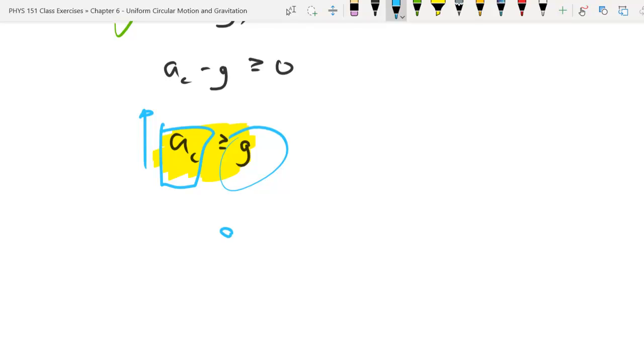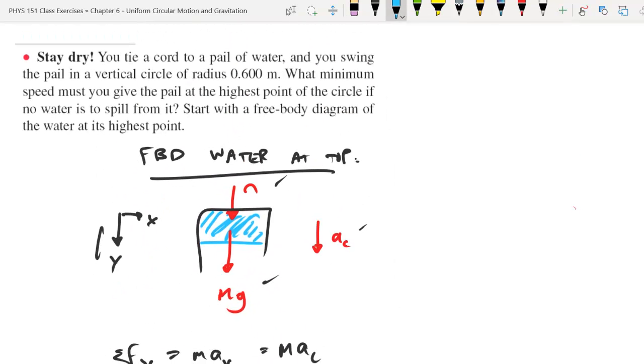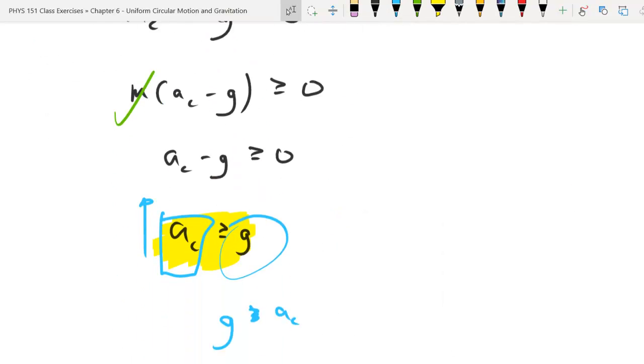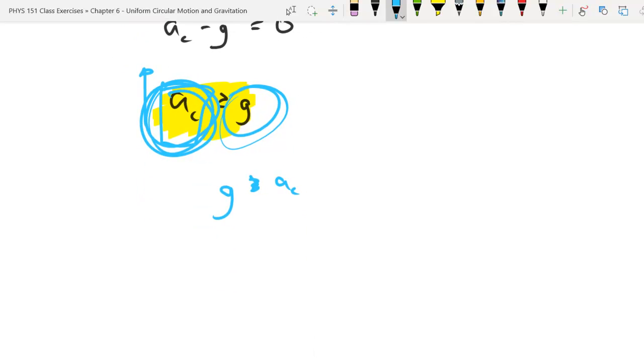If I have gravity greater than the needed centripetal acceleration, that means that I need a certain amount of centripetal acceleration here to stay in the path, but gravity pulls it down a lot more than I need, and the water comes out of the bucket, right? So this is how that speed comes in. I need to make sure the acceleration I need is greater than what's provided. If I go on the moon, where gravity is like 1/5 of what it is on Earth, I can go much more slowly, which would be very exciting, right?